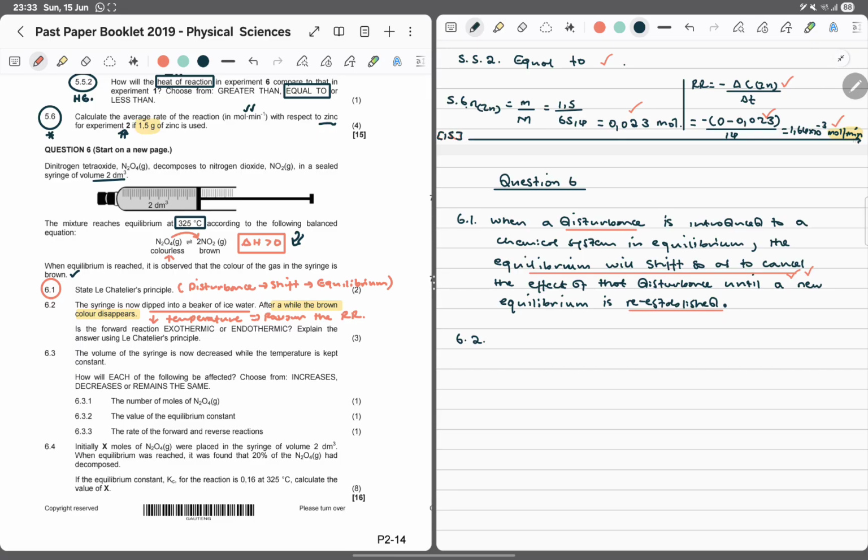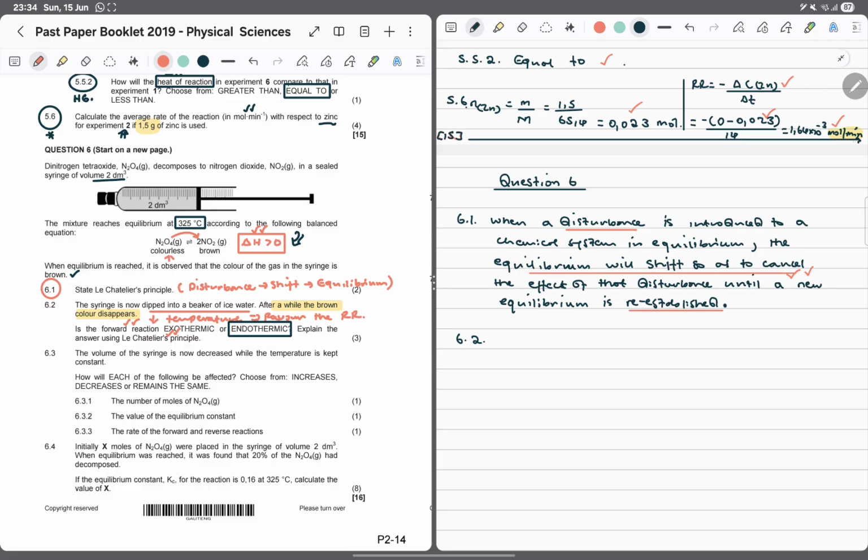This is consistent with our delta H, because if delta H for the forward reaction is positive, it simply means delta H for the reverse is going to be negative, because that would be exothermic. So the question is on the forward: is the forward reaction exothermic or endothermic? We decided the forward reaction is endothermic. From just analyzing what we were given, we could almost tell this before we even talk about this issue here. But now we are required to explain our answer using Le Chatelier's principle.